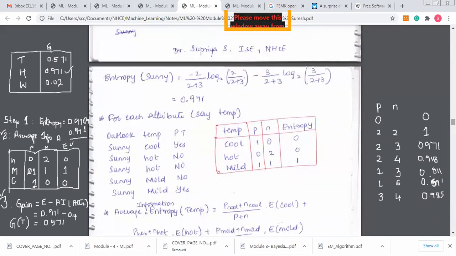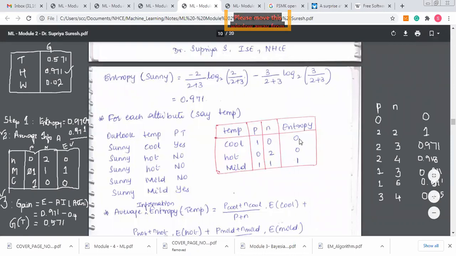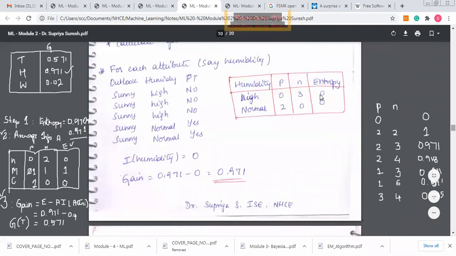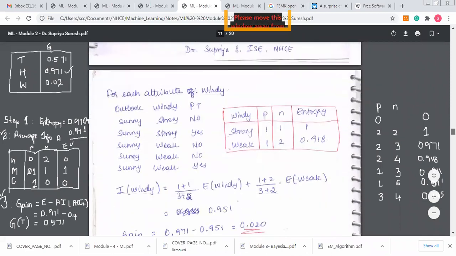Again, if we calculate it further, see 1 and 0, we'll get 0. Anything with 0 will have a value 0. 0 and 2 is again 0. 1 and 1, identical, the value is 1. Again here, since one of the values is 0, the value of entropy is 0. You can see 1 and 1, it is identical, so it's 1. 1 and 2, a 1:2 ratio, it is 0.918.